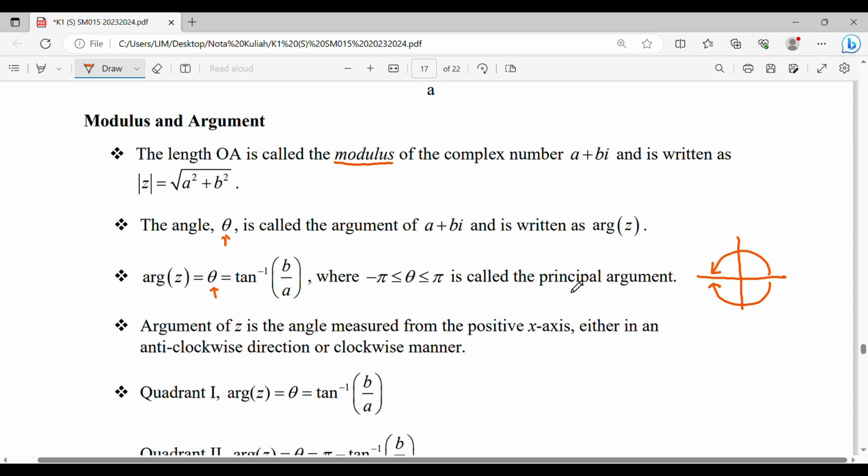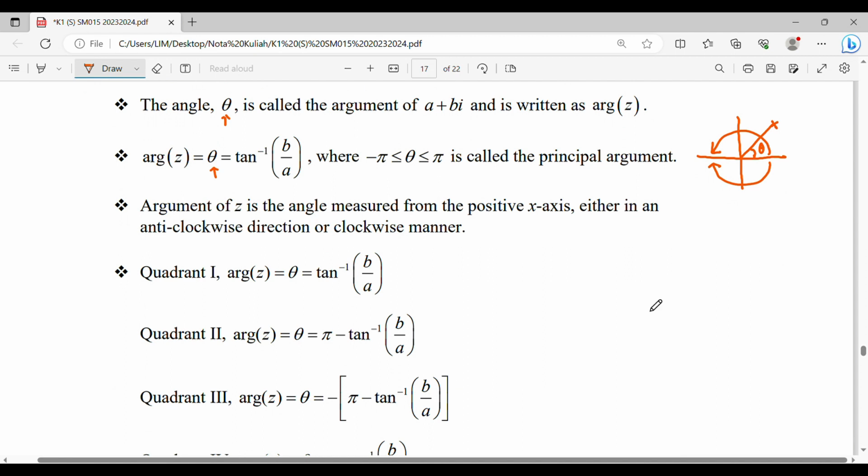The principal argument will be referring to the basic angle forming at the first quadrant. So this is the argument of the complex number, theta. In quadrant 1, it can be directly equal to shift tangent b over a. So this is another name, we call it the principal argument.